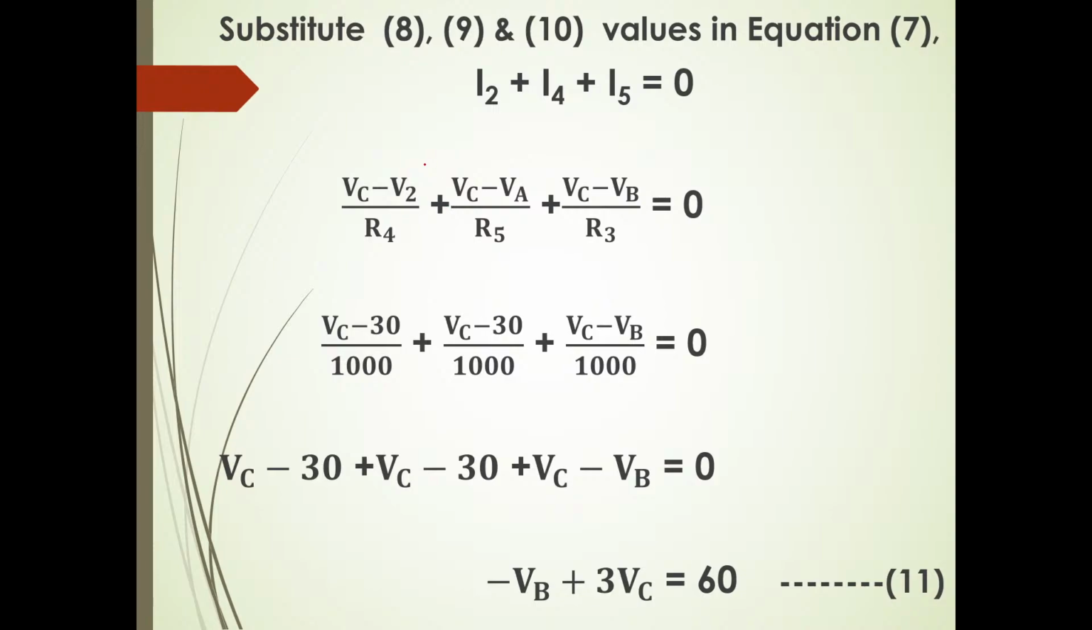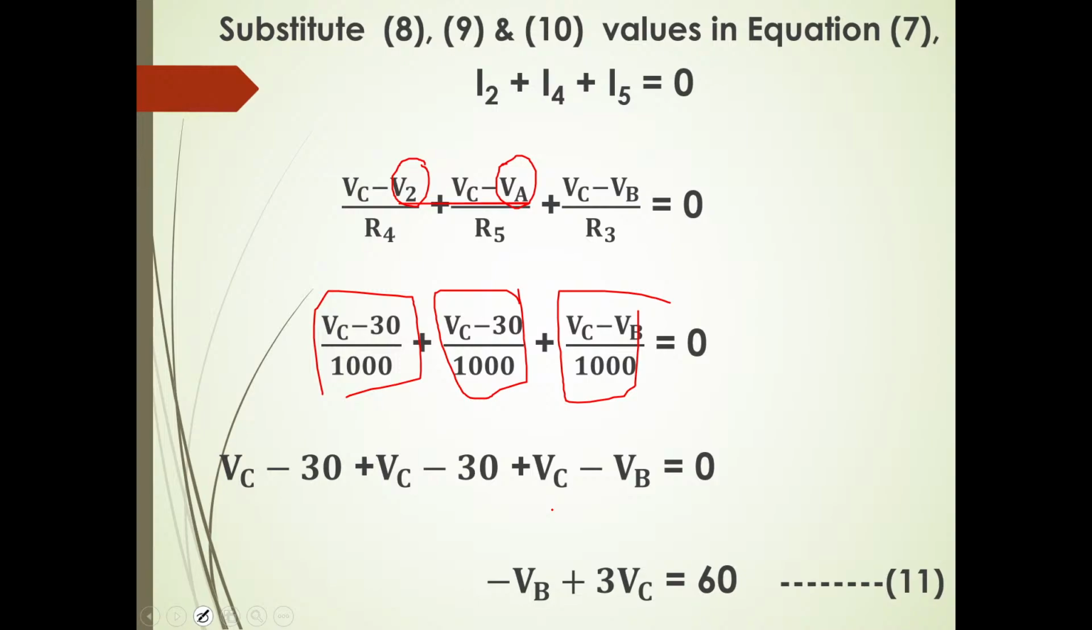Now if you observe here, we already know the V2 value, that is source voltage 2. We already know the Va value, because Va is nothing but V1. V1 value is 30 volts. V2 value is also 30. So, in the next step, Vc minus 30 by 1000, Vc minus 30 by 1000, and Vc minus Vb by 1000. R4 value is 1000, R5 value is 1000, and R3 value is also 1000.